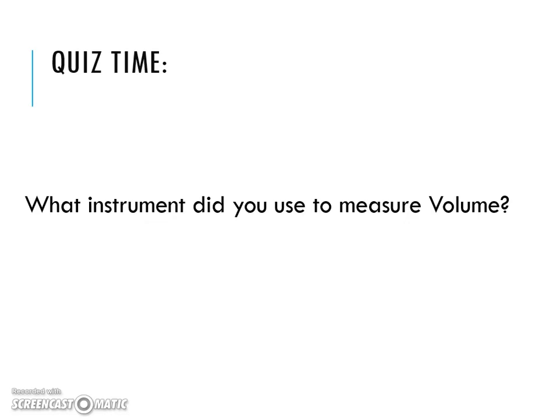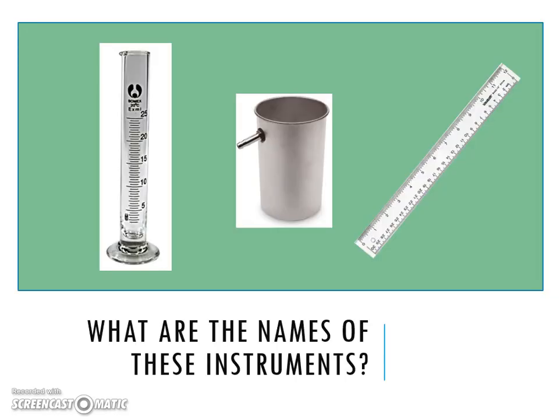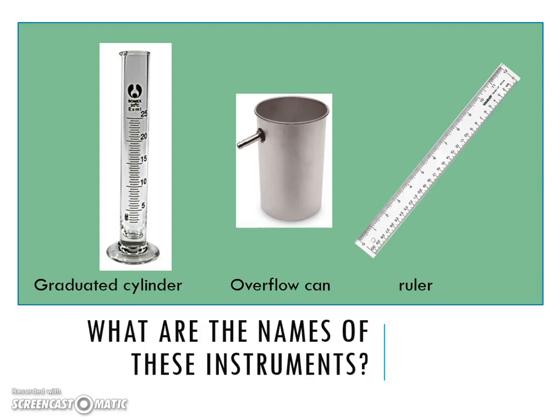Okay, what instrument did you use to measure volume? Okay, those are the instruments, but what are their names? The graduated cylinder is that first one, the overflow can that we use for water displacement. Well, we actually use the first two for water displacement. The ruler, which we use for finding volume of regular shaped objects like cylinders and cubes. The other two, though, were used for measuring either anything. You can measure regular or irregular shaped items.